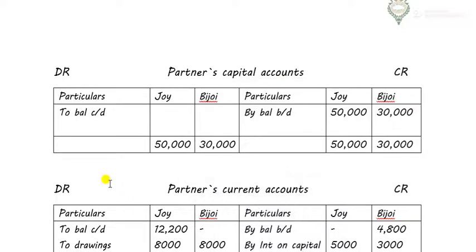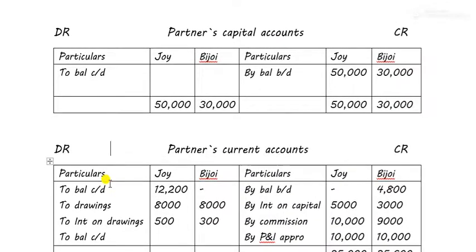Fortunately in this sum we don't have any adjustments in the capital. So when we make partner's capital account, by balance b/d, obviously 50,000, 30,000. Is there any addition? No, so no recording here. Is there any withdrawal of permanent capital? No. So no recording here. So what do we do? We total it, 50,000, 30,000. We write it on the debit side also, and we just copy it the same.